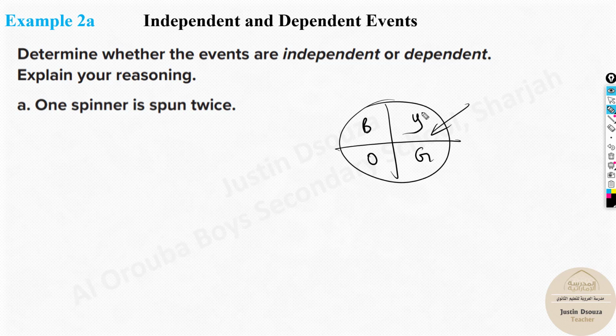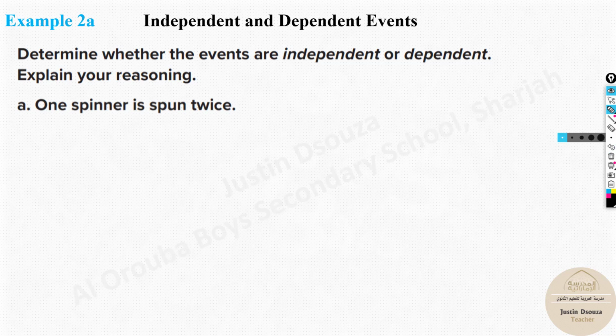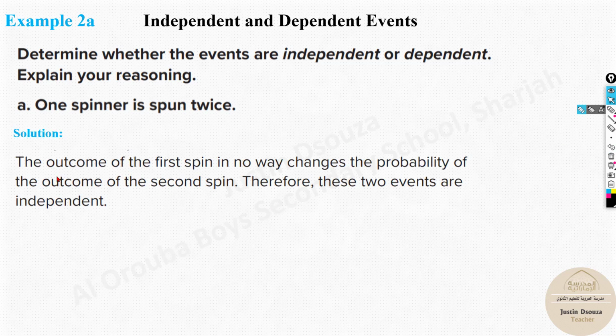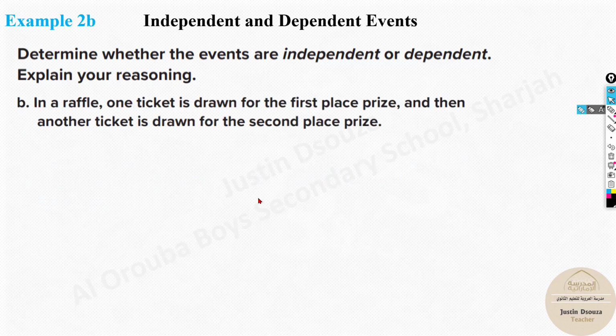Fine. You're spinning it again. Will the first event impact the second event? No, they are really independent because it doesn't matter which color you get. The second time again the probability is 1/4. The first time was 1/4. Second time will be 1/4. They never impact each other because we are not taking anything away. All the 4 colors remain. So this is why it's independent. You can see it's an independent event.